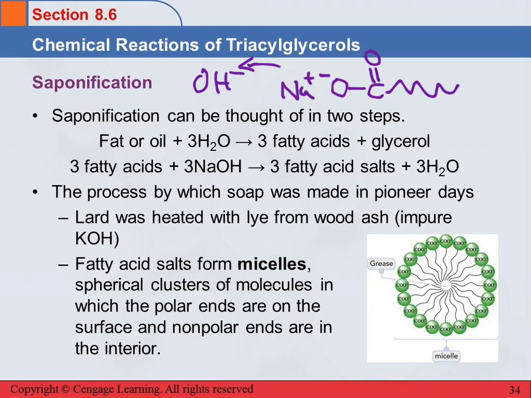Saponification is the process by which the pioneers made soap. They ate meat. They either raised their own meat or went hunting, and they saved the fat and heated it with lye from the ashes of the fire. That wood ash is actually an impure form of potassium hydroxide. So if you heat the lard with ashes in it, you can make soap.